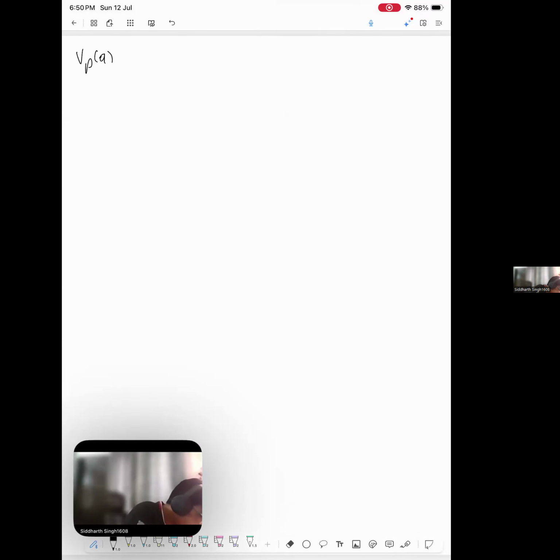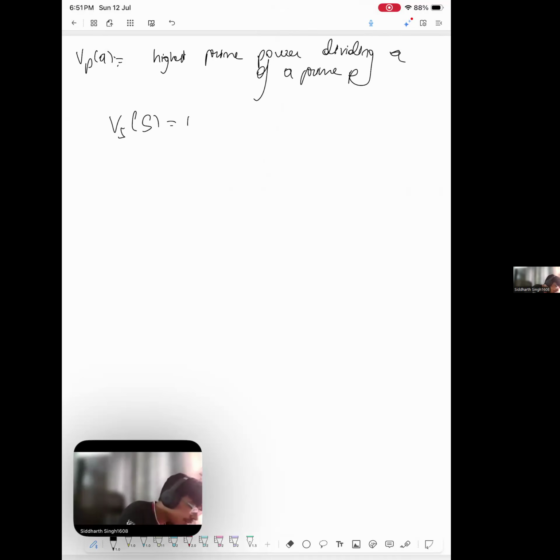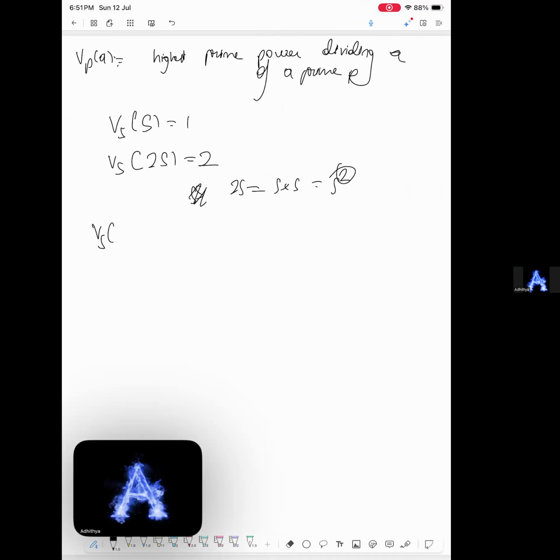VP of A is defined as the, this is not in the lecture, but yeah, VP of A is defined as the highest prime power of a prime P dividing A. So like V5 of 5 is 1. V5 of 25 is 2, since 25 is equal to 5 times 5, so 5 square, so 2. Yeah, got it.